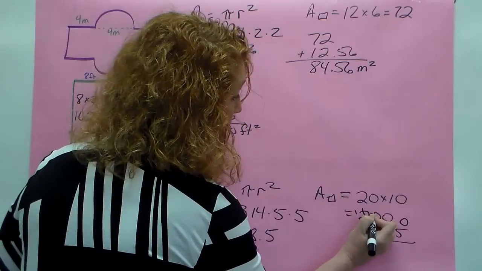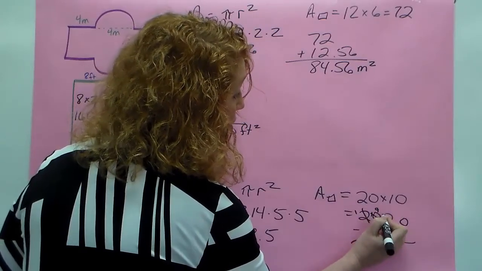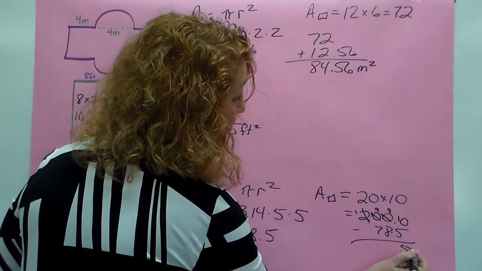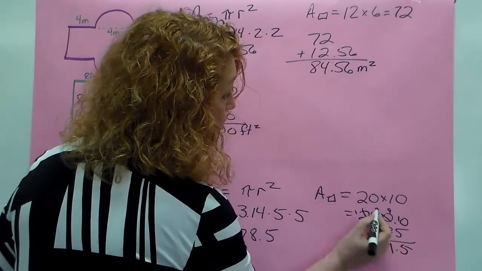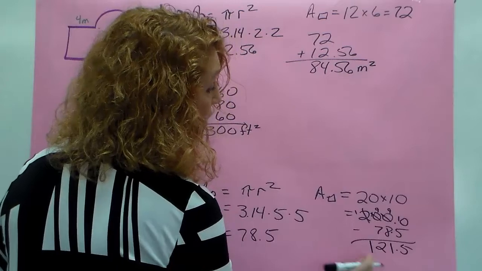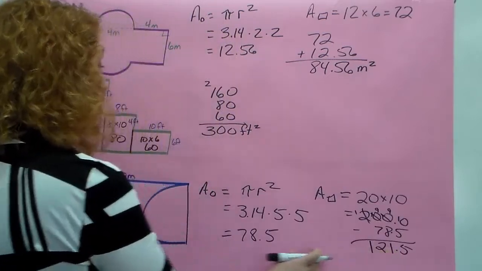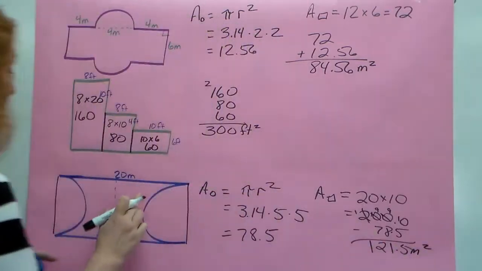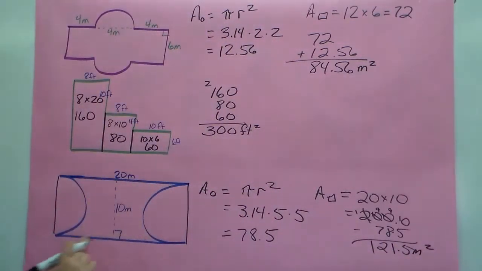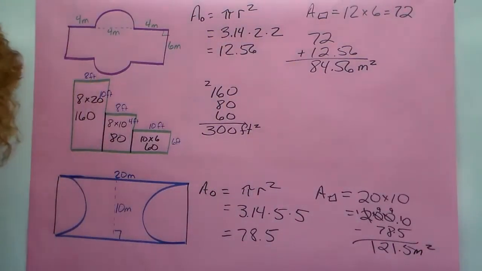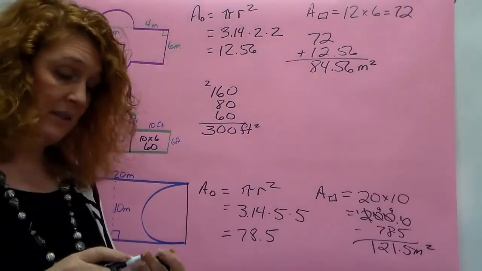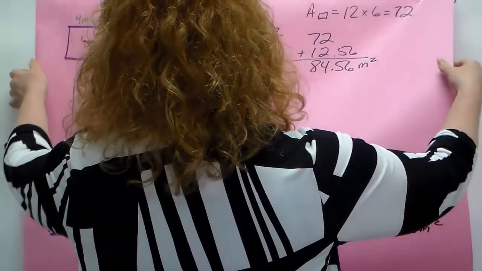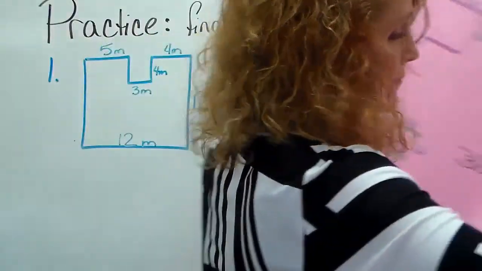and I'm going to need to go across a whole bunch of zeros. And 10 minus 5 is 5. 9 minus 8 is 1. 9 minus 7 is 2. 1. So I'm going to have 121.5 meters squared in this little area here. Not bad. Not hard. Just a little complicated. All right.